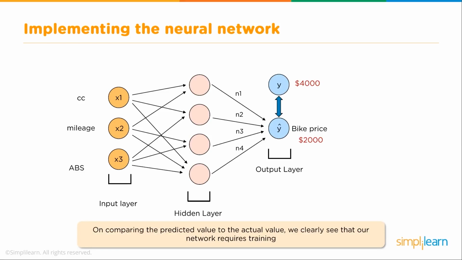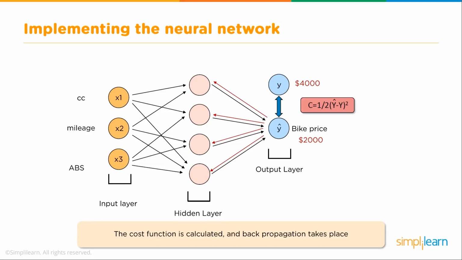On comparing the predicted value to the actual value, we clearly see that our network requires training. So here we have it that our bike price, we thought it was worth 2,000 on our random weights, and the bike actually was 4,000. I'm guessing that's not US dollars, because that'd be a very expensive bike, but maybe it is. There are some $2,000, $4,000 bikes out there.